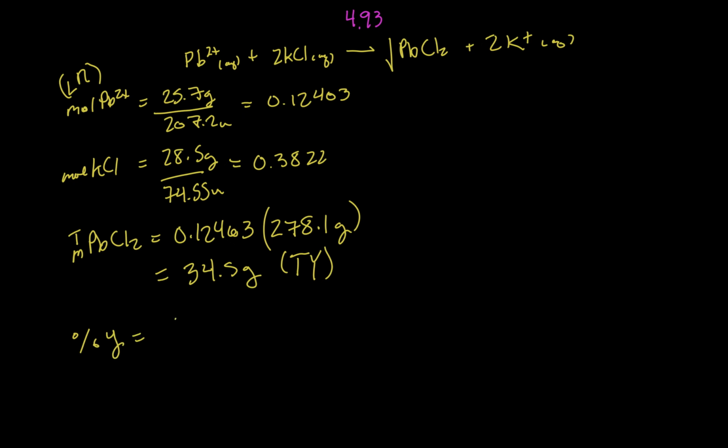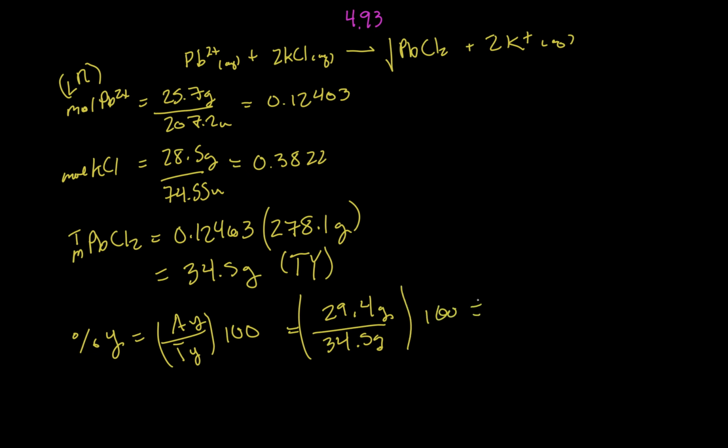For our percent yield, we put the actual yield over the theoretical, then multiply by 100. So this is equal to the mass of the precipitate that we got, that's 29.4, and we divide that by the one that we just calculated, 34.5, times 100. That gives us a percent yield of 85.22%. All right, so that's our percent yield. There you go.